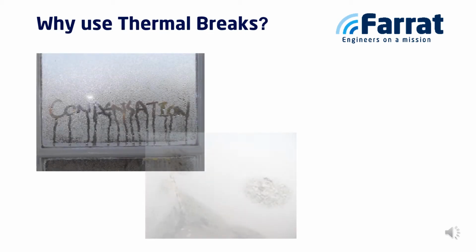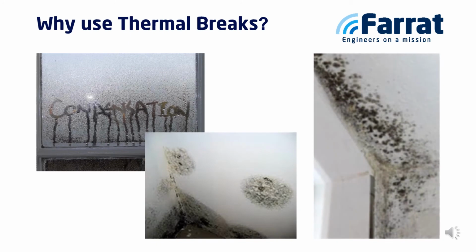Alongside energy loss, thermal bridges in a building fabric can result in condensation and mold growth. This is where the temperature of a room's internal surfaces is sufficiently low for moisture-laden air to reach a dew point, and this condenses, and in some cases allows for the propagation of mold spores to occur.